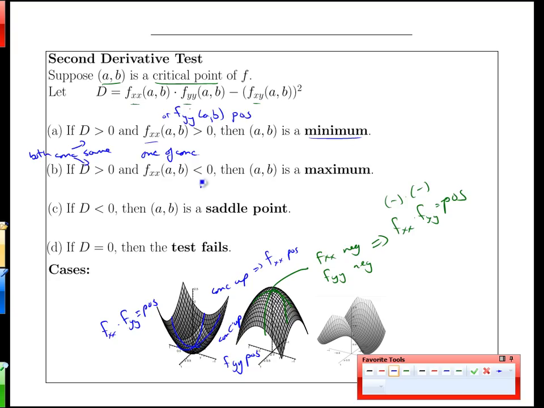Likewise, if we had a negative concavity, so something concave down, but the product of both concavities is positive, so they're both the same, both concavities are the same sign, then we'd have a local maximum, like here.